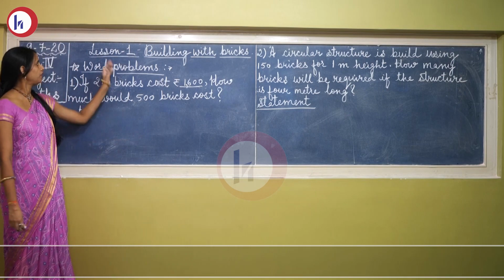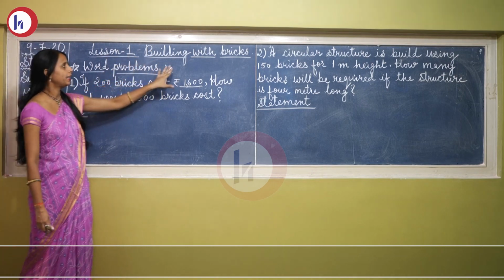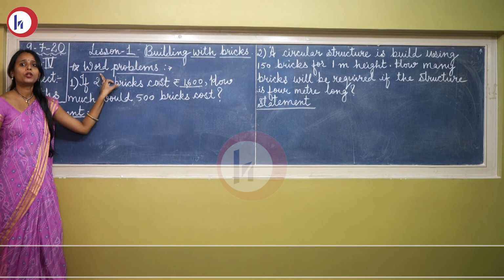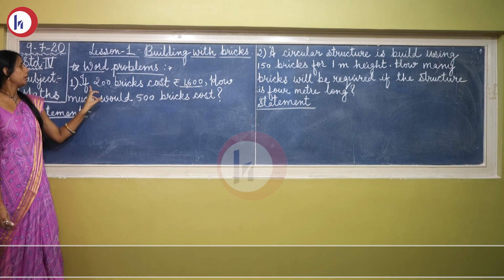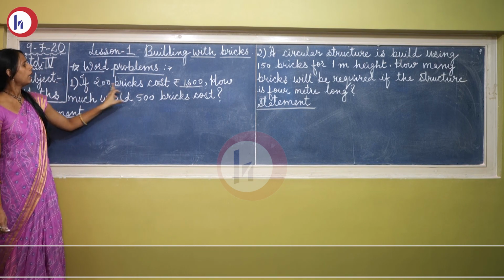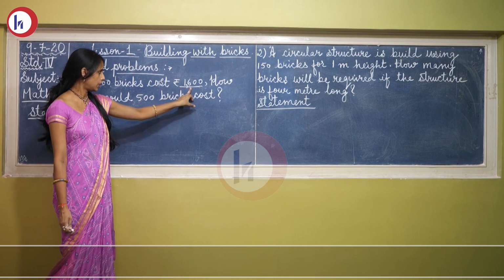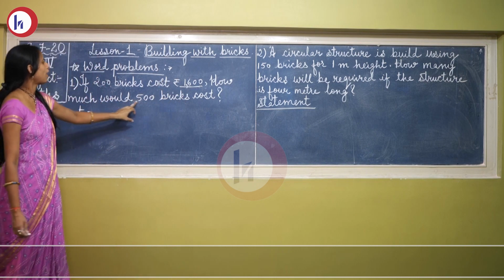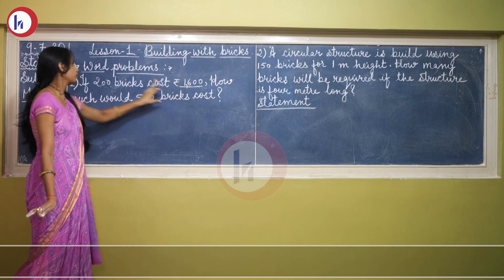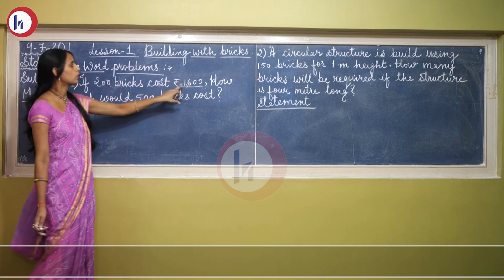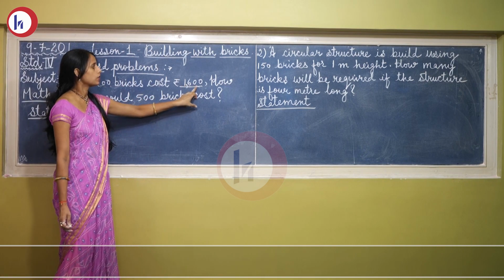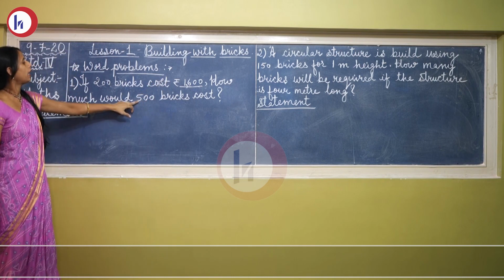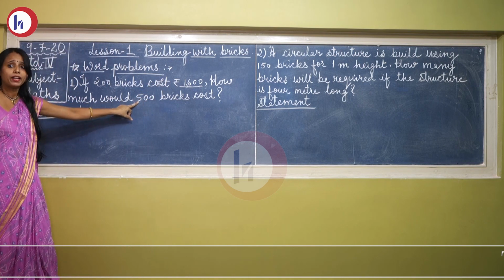Hello students, today we will complete our lesson number 1, Building with Bricks, and our last topic for today is word problems. So here's the first question. If 200 bricks cost rupees 1600, how much would 500 bricks cost? The point here is that the cost of 200 bricks is given, which is 1600, and we have to find out the cost of 500 bricks. So how can we do it?